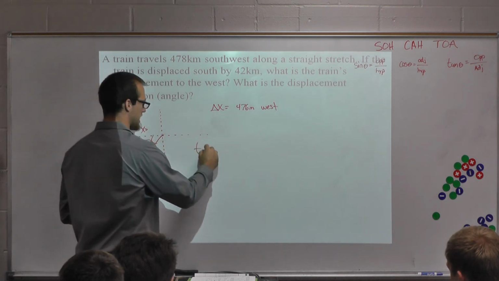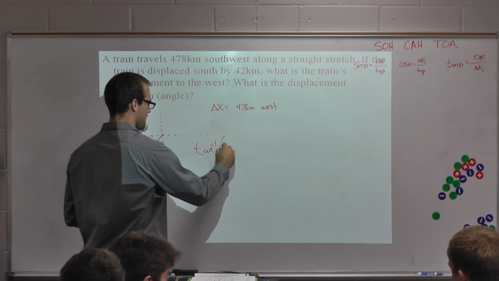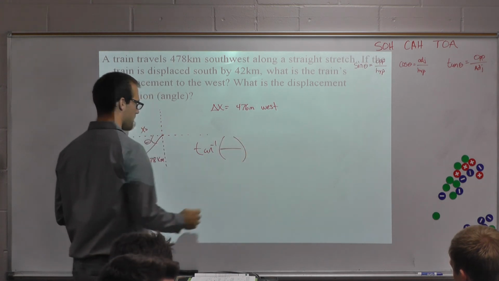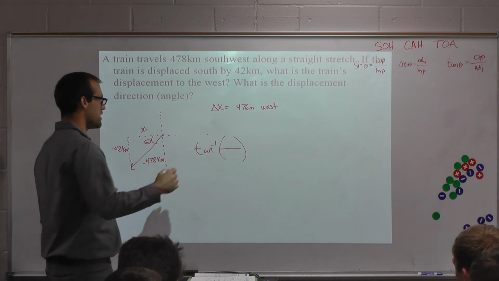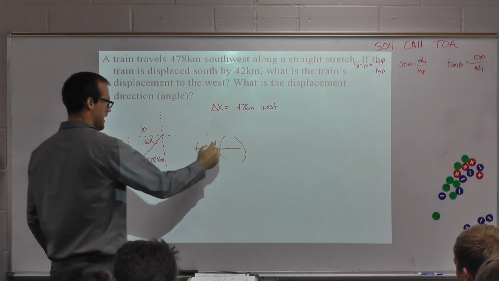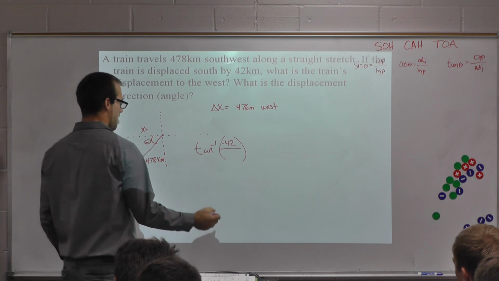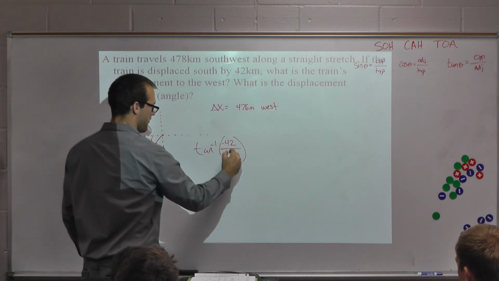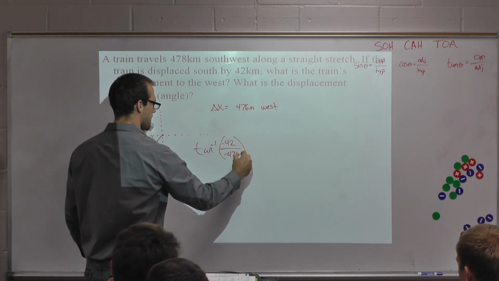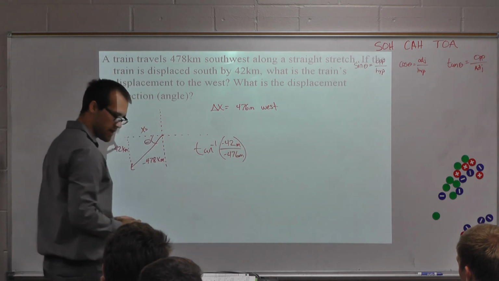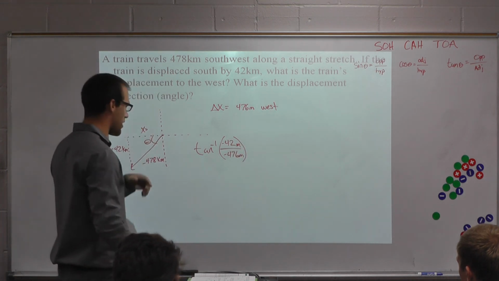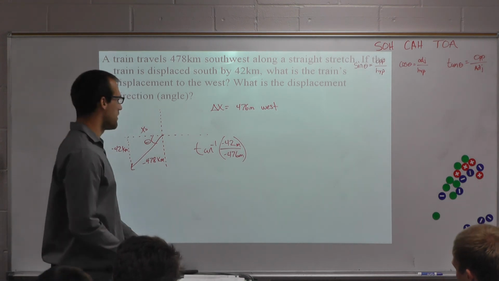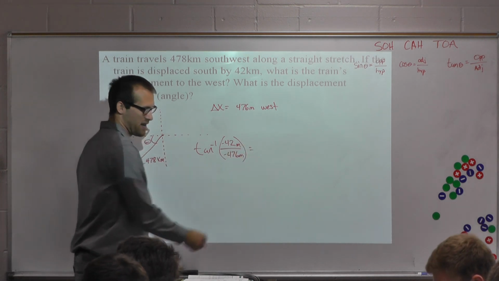This would be inverse tangent again. So what was our opposite? Negative 42. And what was our adjacent, negative 476? I got 479 as well. I wouldn't worry about it that much. I got 476. And then what's the angle here?